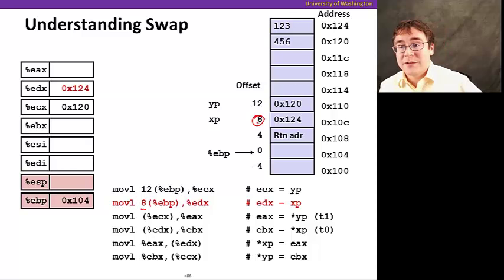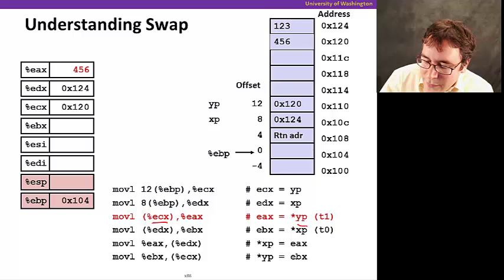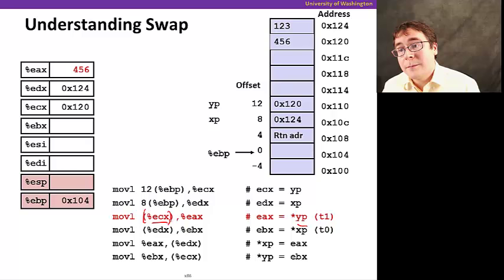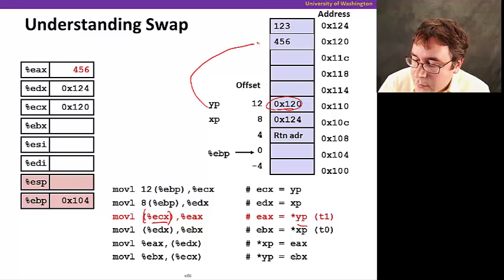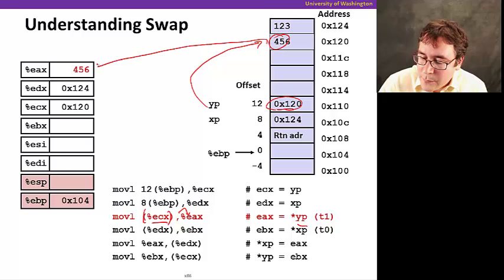So what we want to do now is store the contents pointed to by YP into register EAX. But remember that we had just put YP into ECX, so now ECX holds an address. That means if we use ECX as an address, we're actually getting the data pointed to by YP. Since YP held address 120, that is pointing right here. When we execute this instruction, we're getting the contents pointed to by YP, whose address is stored in ECX, and loading it into EAX. That's what happened here.